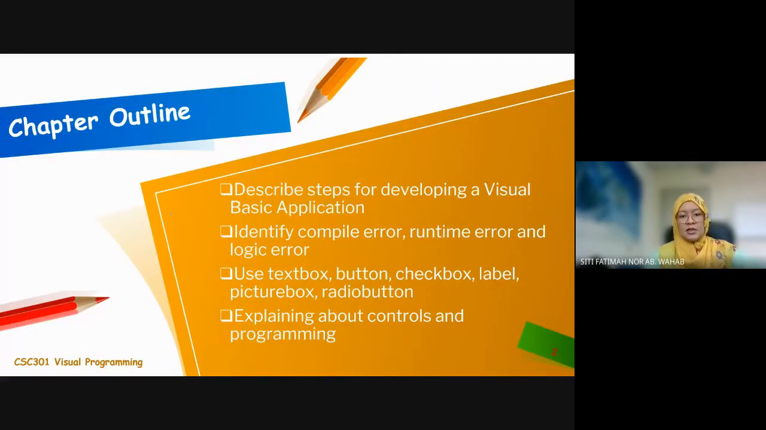Today we will cover the theory of CSC301 visual programming, the introduction. At the end of this chapter, you must be able to describe steps for developing a Visual Basic application, to identify compile error, runtime error, and logic error, to use textbox, button, checkbox, label, picture box, and radio button, and to explain about controls and programming. Okay, that is the fourth one.